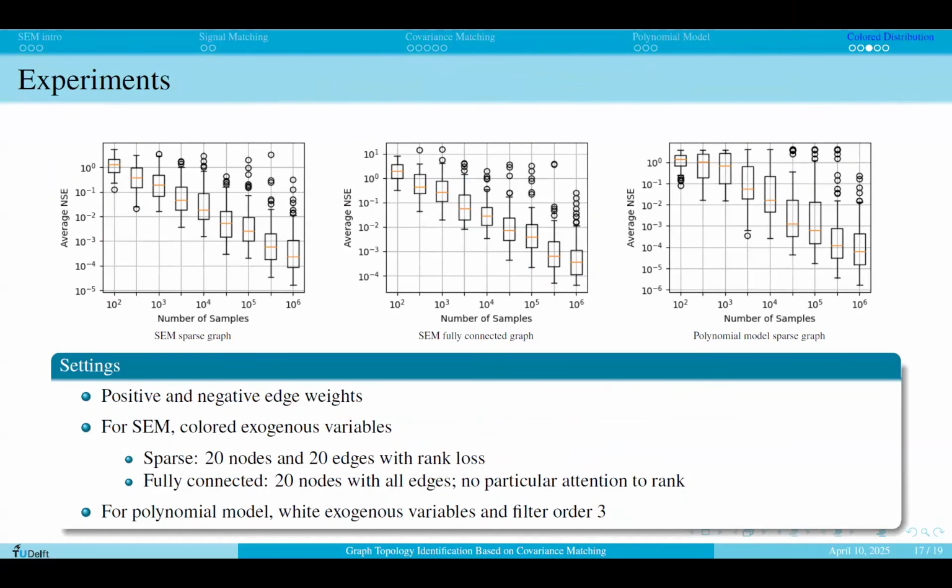Here we compare some results. We have some for the sparse graph, but actually we don't use any sparsity here. This method can also be used for a fully connected graph. It doesn't need to be sparse. We also do some experiments on the polynomial, and here the polynomial is order 3, so it's not a very low order. You can see we actually get a very good result, and the error goes to very small as the time goes to infinity.